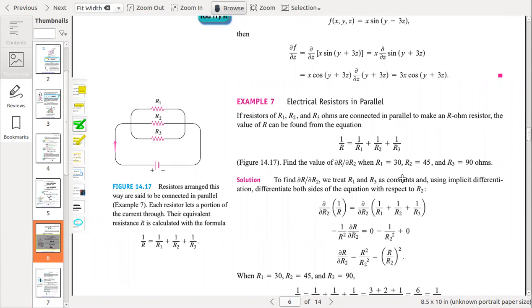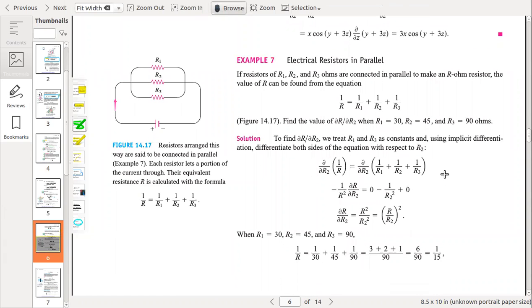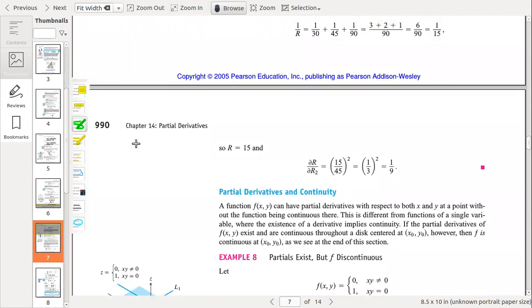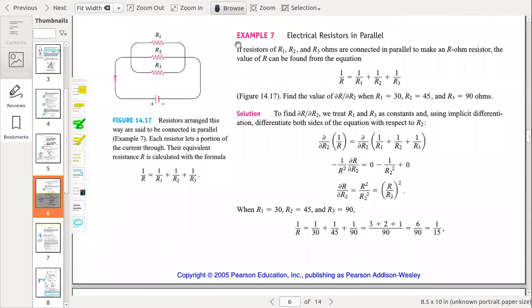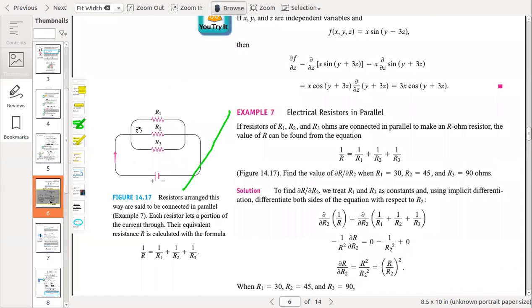So similarly, if we want to calculate the derivatives of a given function like this one, we will have this. You can skip this example, no need to do this example. This one you can skip.